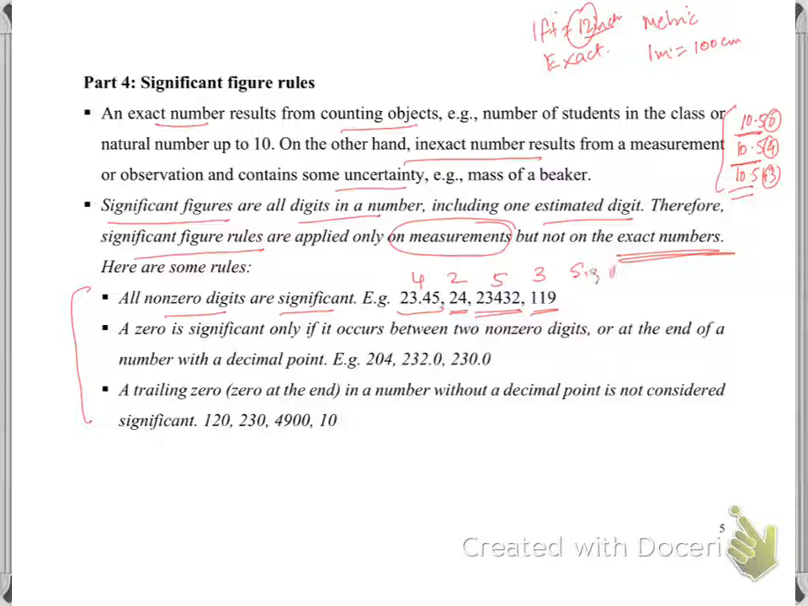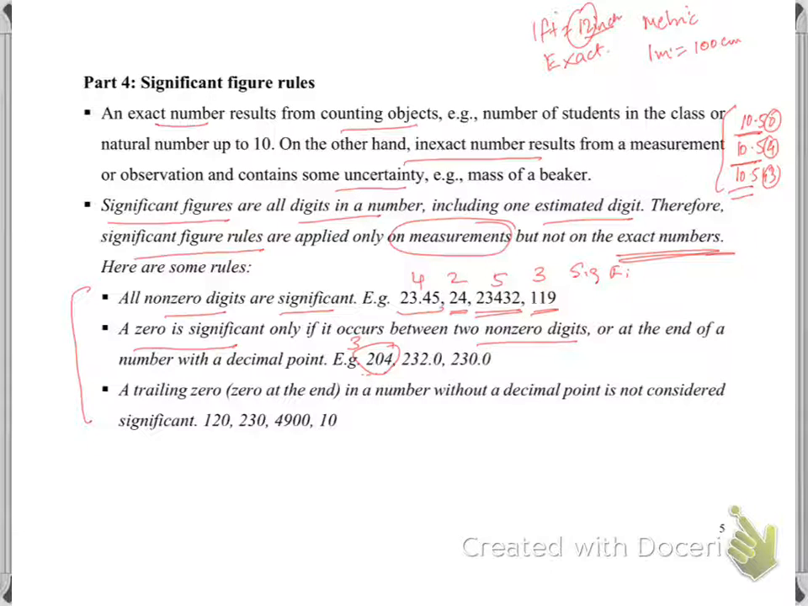6. A 0 is significant only if it occurs between two non-zero digits. So look here, this 0 is between 2 and 4. Is that significant? Yes. Then how many significant figures are in this number? 3.